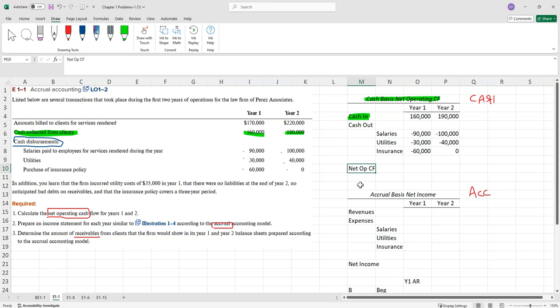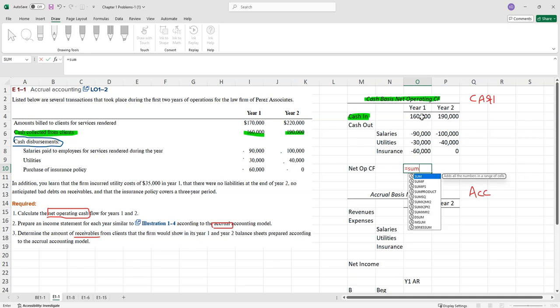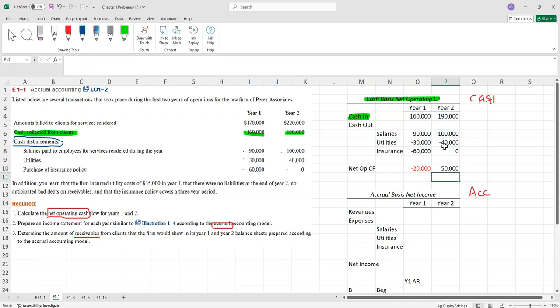In this way, like Stone Cold Steve Austin, that's the bottom line. Here, the bottom line we land at for the cash basis is the net operating cash flow. So we can just do equals the sum of all of those, the positive and the negatives. We're looking at negative 20,000 on there. We can do the same thing for year 2, okay? So negative 20 and 50. Cash basis, all we do is cash in, cash out. As easy as it gets.